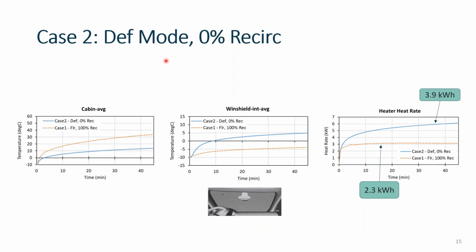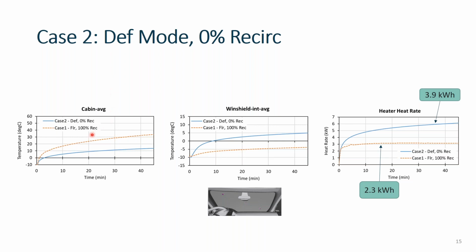Okay, on to case 2. So again, this is our opposite side of the spectrum, the extreme case on the opposite side. This is maximum defog, so defrost mode for our HVAC mode, and 0% recirculation, so 100% fresh air intake. And I should mention that for these mode changes, the total flow rate does not change, just the distribution of flow to the different vents.